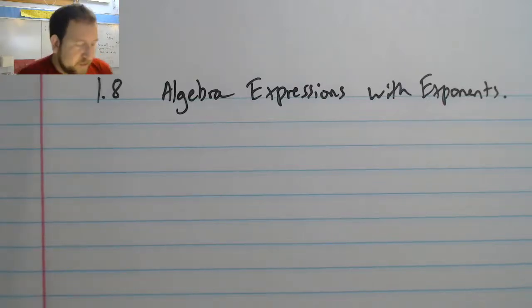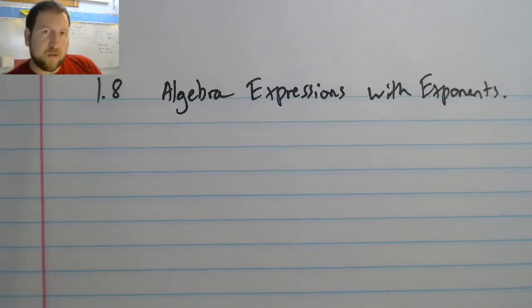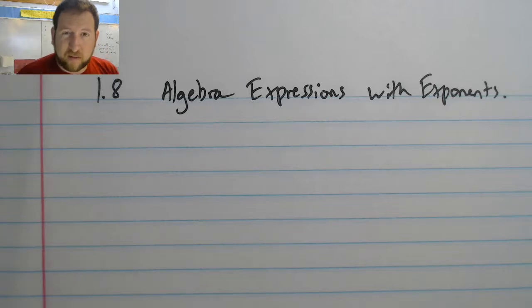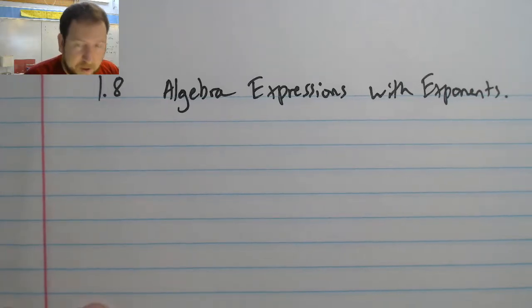Alright, I want to talk about section 1.8. We're going to continue on from working with exponents from last time, but this time we're going to throw in those variables because that's kind of what we do in 7th grade. We learn it with numbers, and then now we start talking about it with variables.